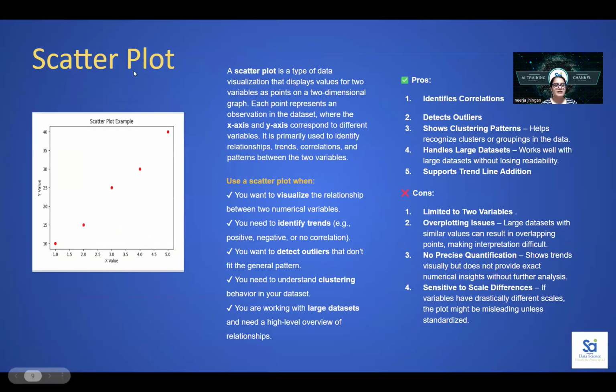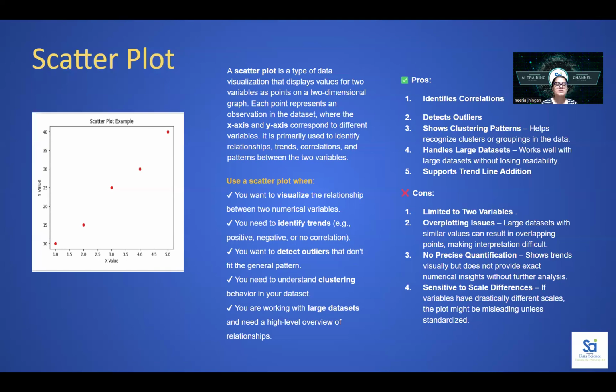Okay, now we will move ahead with the scatter plot. You can see here on the x-axis I have these values, and on the y-axis this is the y value. So this graph is very, very useful when you want to show the relationship between two variables. Okay, and both variables should be numerical.